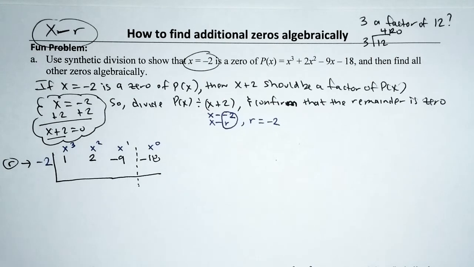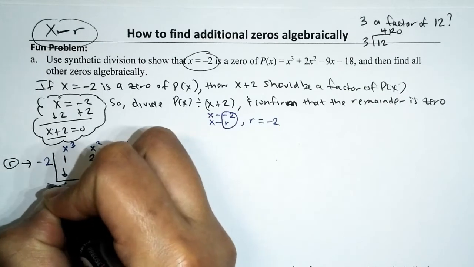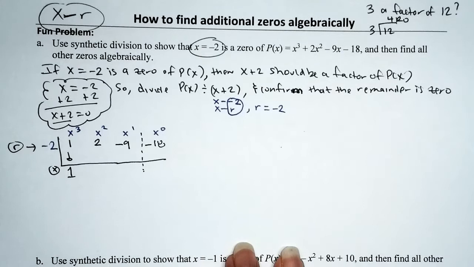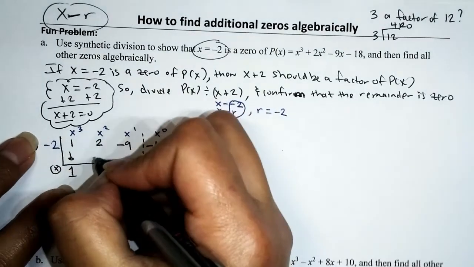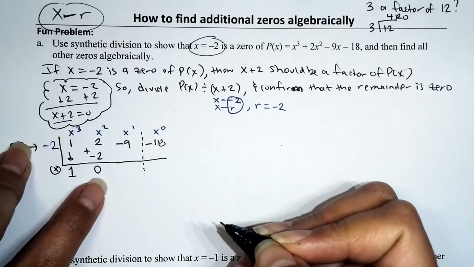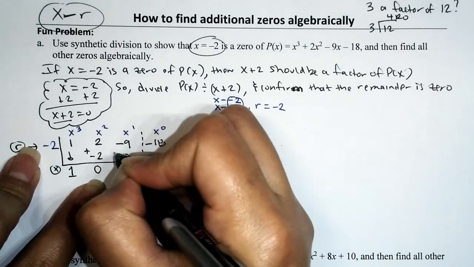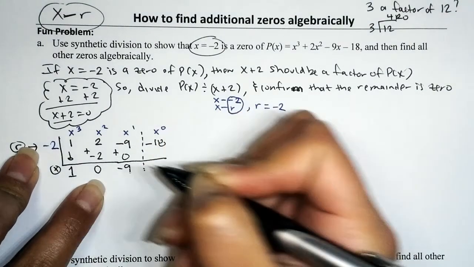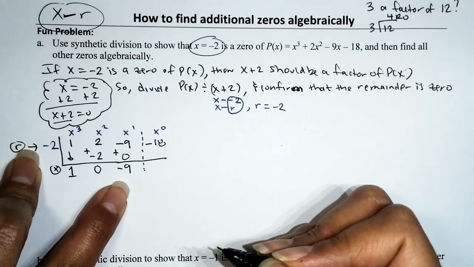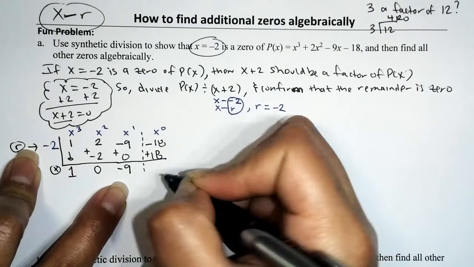Let's begin to divide. Let's drop down the first number, 1. Then we're going to multiply and add until we can't anymore. The product of 1 and negative 2 gives us negative 2, and that sum gives us 0. Next product: the product of 0 and negative 2 gives us 0, and that sum gives us negative 9. Next product: the product of negative 9 and negative 2 gives us 18, and the sum is 0.